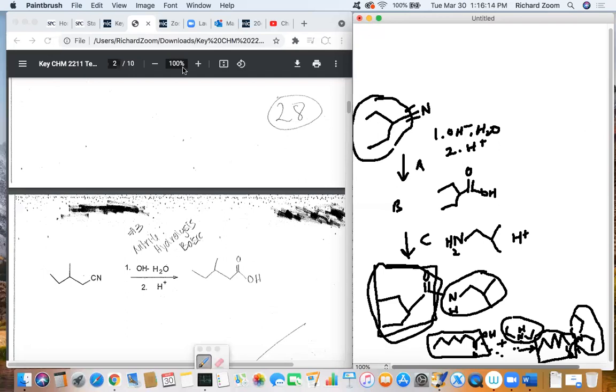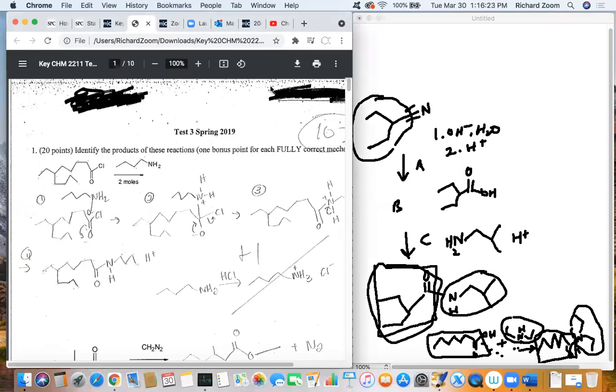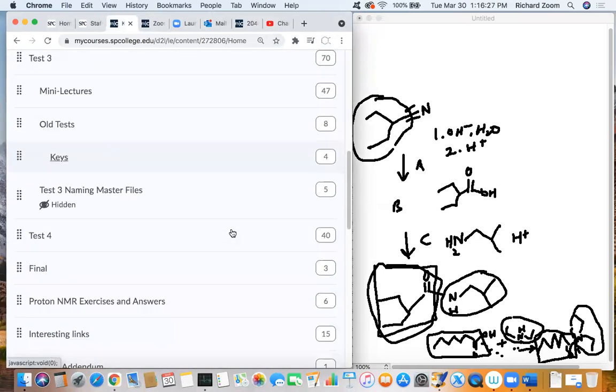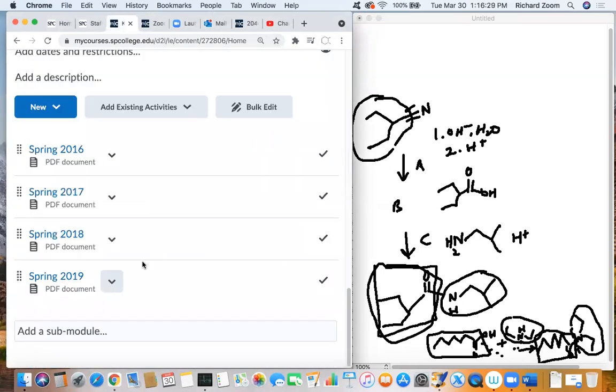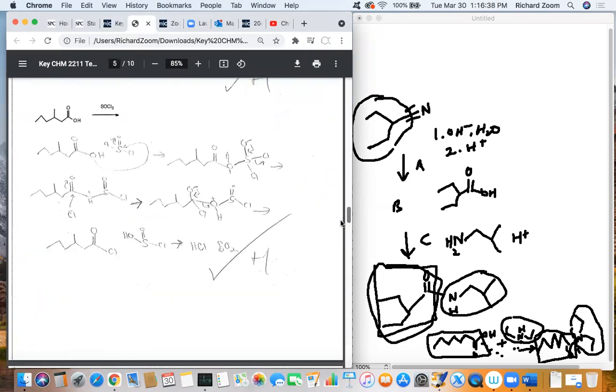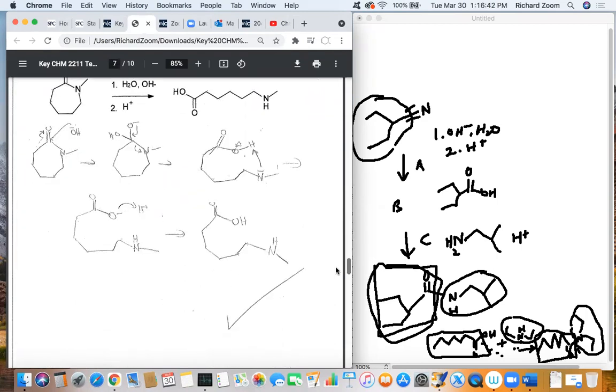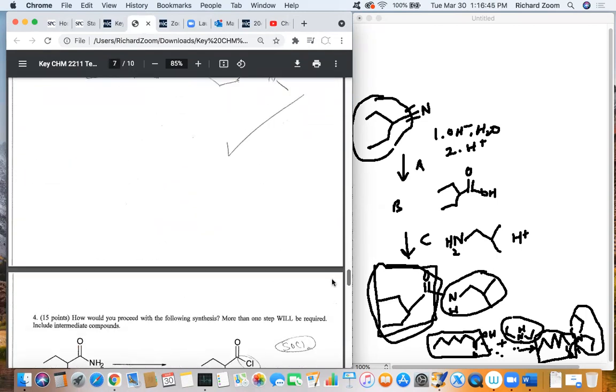All right. Which one is this? It's test 3, Spring 2019. Okay. All right, let's look at another one here. Yeah, the hard part is just that first part of peeling it back, and there we go.